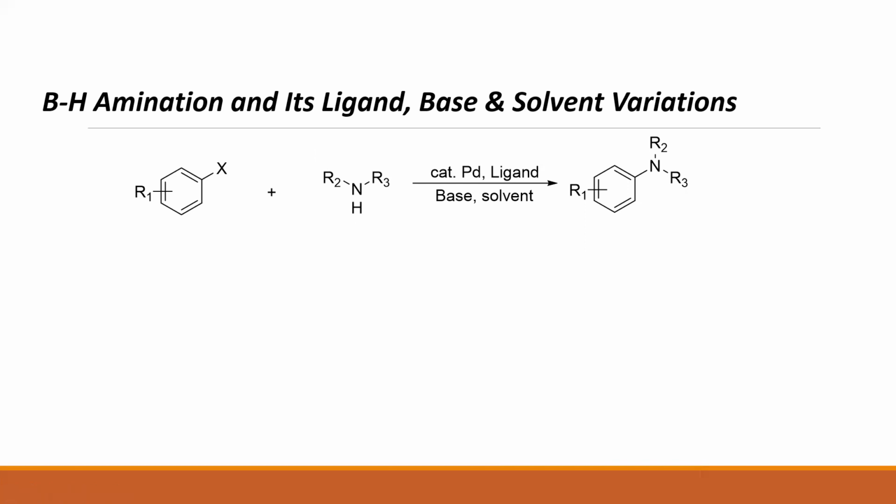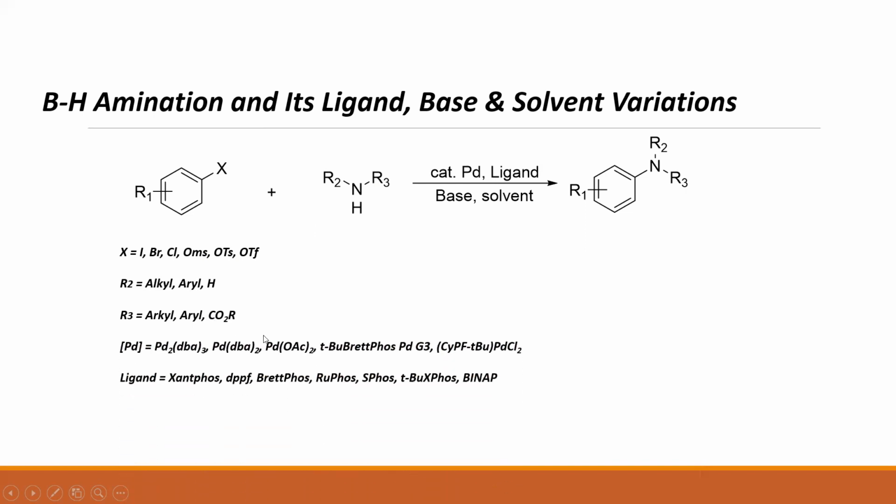palladium catalyst. Well, to be specific, the halide could be iodo, bromo, chloro, mesylate, tosylate, or triflate. While the amine can be aromatic or alkyl, a primary or secondary amine, or an amide. You also have a wide range of options regarding the palladium catalyst and the associated ligands, depending on the coupling partners involved in those reactions.